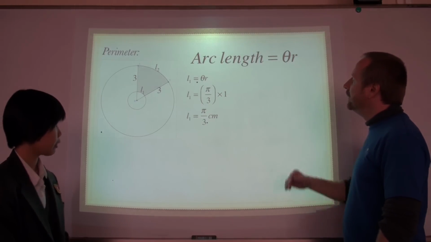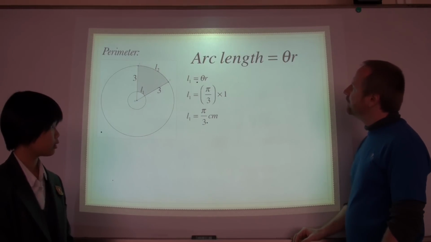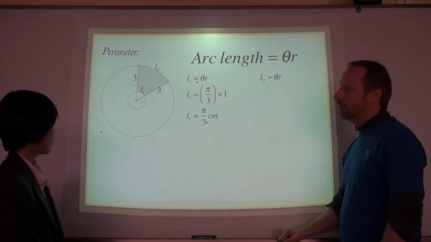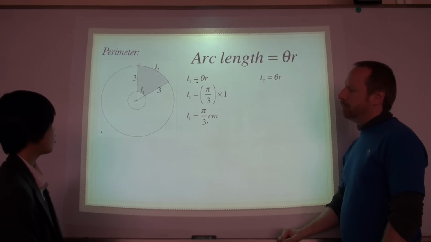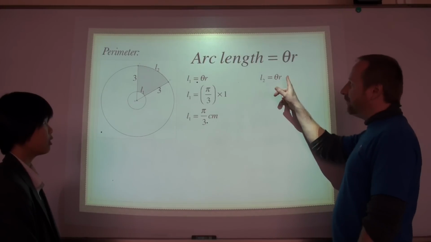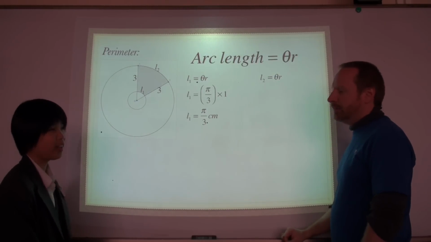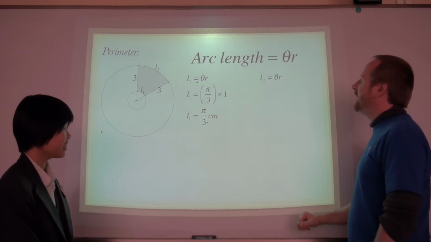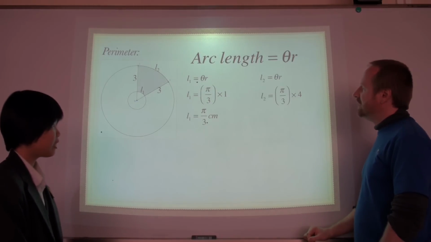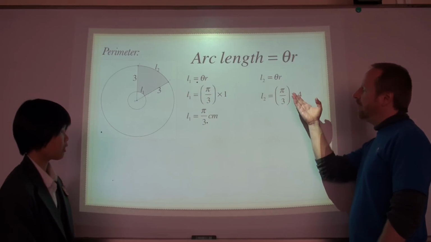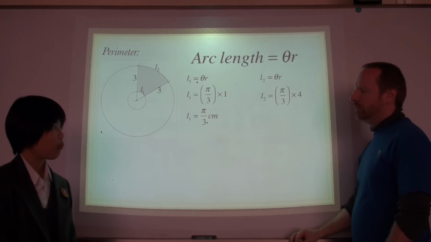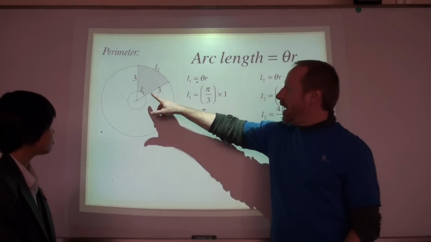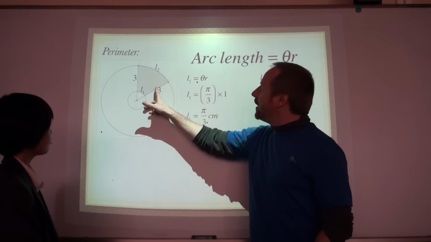So L2 is the same formula, theta r. But now in this case, what's theta? 4. The radius is 4, but what's theta? Oh, pi over 3. Right, it doesn't change, but say pi on 3, remember? Okay, so plugging that information into the formula, we have pi on 3 times 4, and what does that simplify to? 4 pi on 3. Very good.